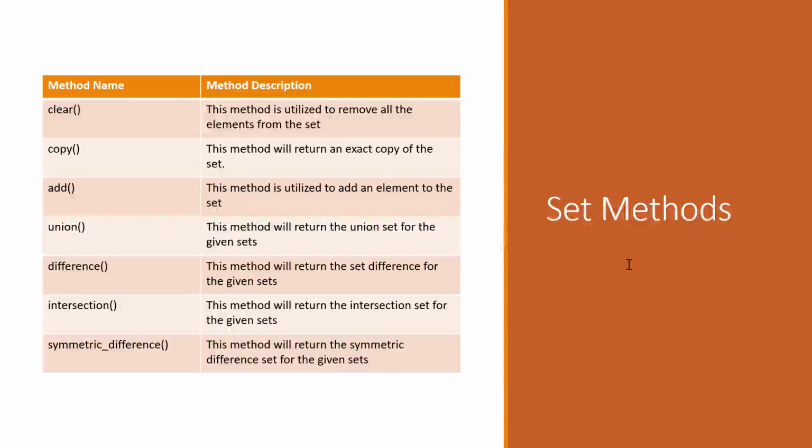Now, other than this basic operation, Python facilitates a large set of built-in methods that we can utilize with sets. We have already discussed the use of some of the built-in methods. So here you can see the list of built-in methods. So the very first is the clear method. We have discussed this. After this we have copy. The copy method is used to create an exact copy of the set.